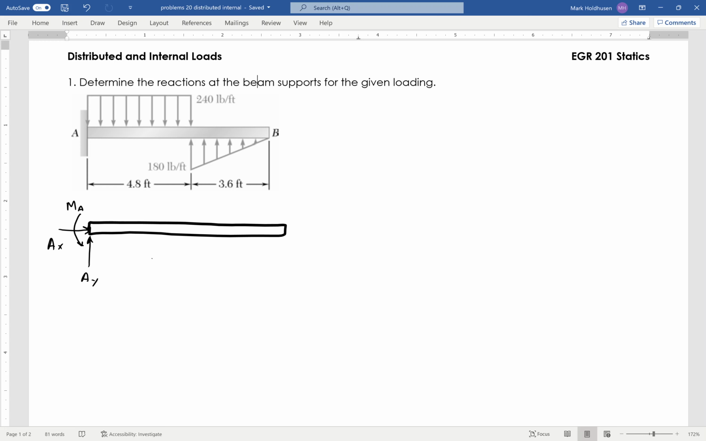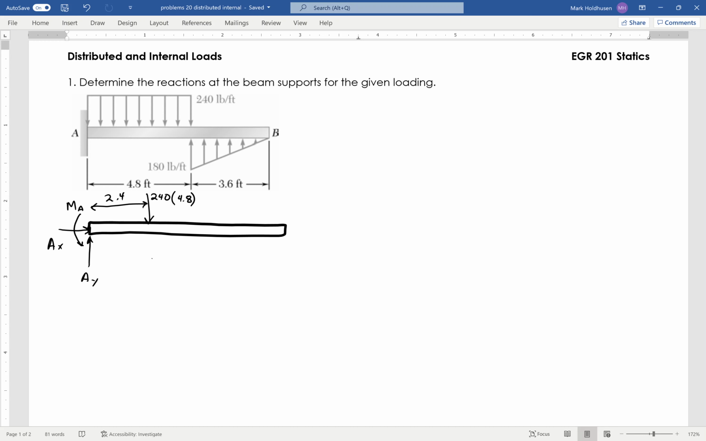at the center. So the center of a rectangular curve will be right about here, which is going to be 2.4 feet over. And its magnitude is going to be the area of that distributed load, which will be 240 times 4.8, right? It's just the height times the width there.